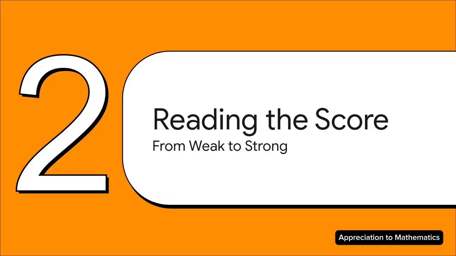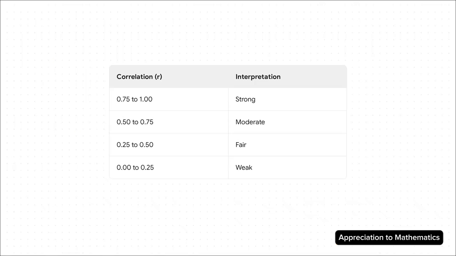Okay, so we've got the extremes down: +1, -1, and 0. But what about all those numbers in between? How do we read a score of, say, 0.3 or 0.8? Let's break it down. This little table is a super handy guide. Generally speaking, this is how it works. Anything really close to 0 is considered pretty weak. As you start climbing, you get into fair, then moderate territory, but once you hit a score of 0.75 or higher, now you're looking at what's considered a strong relationship.